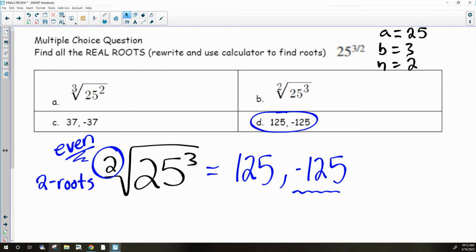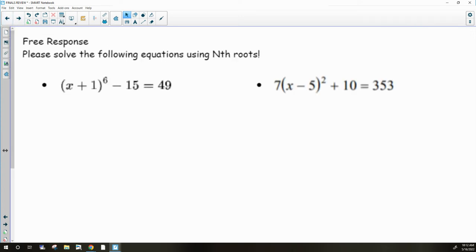That is the first little bit of info you need to know for your final. You good now? Okay. The second thing you need to know for nth roots is that we need to be able to solve some equations.